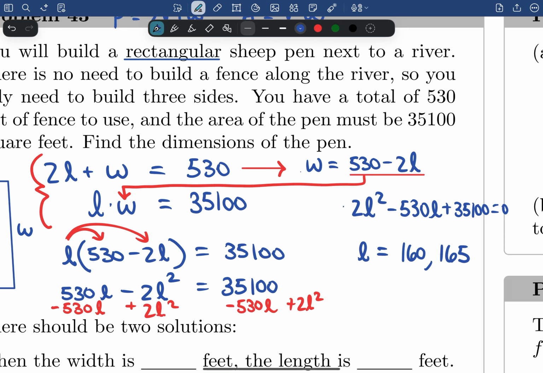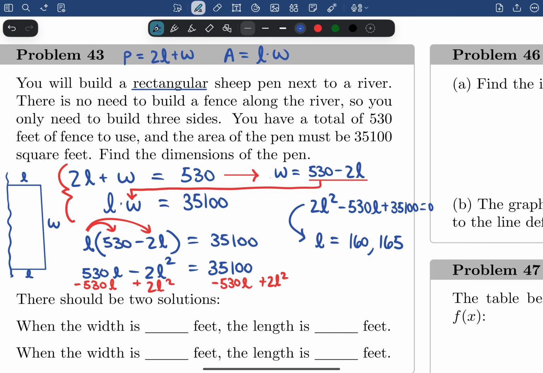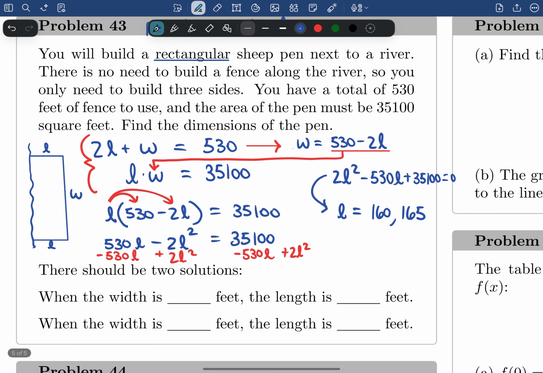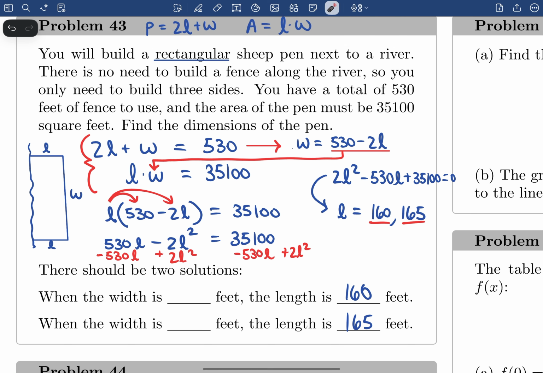Okay, so I've just used the quadratic formula. I'm going to let you apply that to get these answers. And so I now know that I have 2 solutions for the length. The first one is 160. The second one is 165. So we've got that all figured out. Now we have to figure out what the width is, right? So we figured out what these two lengths are.